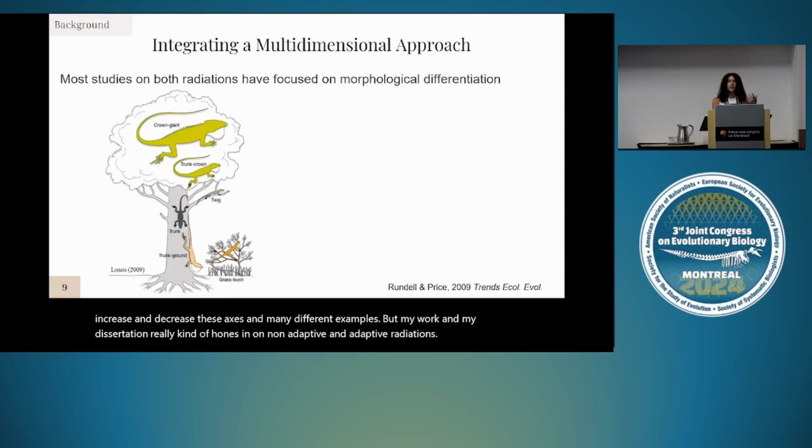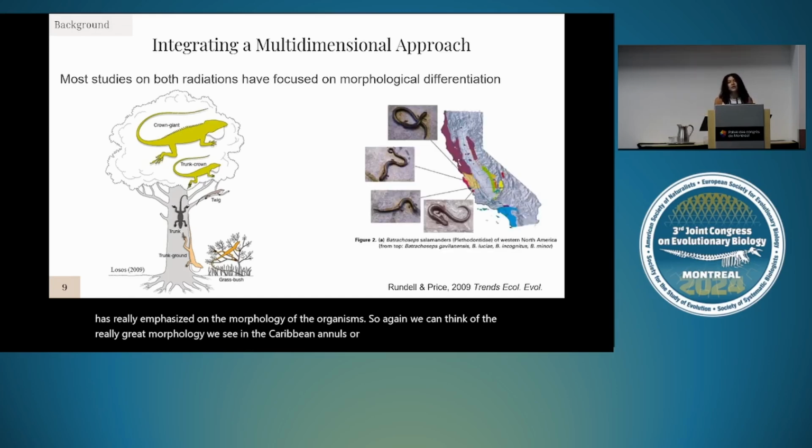And when we think about radiations, whether they be adaptive or non-adaptive, a lot of focus has really emphasized the morphology of the organisms. So again, we can think of the really great morphology we see in the Caribbean anoles, or the lack thereof in the Batrachoseps salamanders. But still, a lot of the emphasis has been put on the morphology. And this emphasis on one phenotypic trait can sometimes neglect the fact that species are radiating along multiple phenotypic axes. And the patterns and rates of evolution might differ depending on which trait you're looking at.